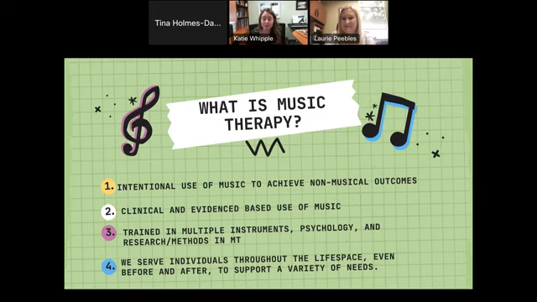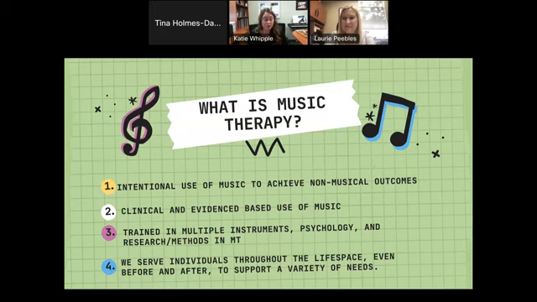Before we get started, we did want to briefly mention what is music therapy, not knowing everybody's experience with music therapy. There's a lot of misconceptions around what it is, but essentially in a nutshell, we're intentionally using music to try to achieve typically non-musical outcomes, which is different than music education, right? In music education, we are working on those musical abilities. But in a music therapy setting, we're looking at a lot of the other skills that a person might have.